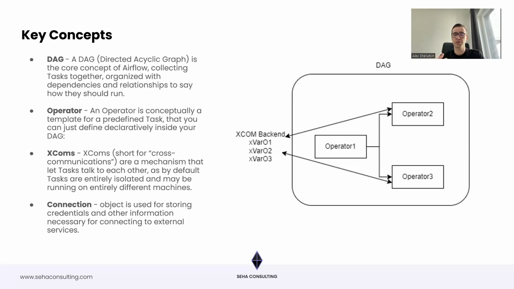XCom is short for cross communication. The way it works is there is an XCom backend, and each operator, each task, writes the result of its work to this XCom backend, and all other operators can read this data. And obviously, after reading, they write the result of their work there.